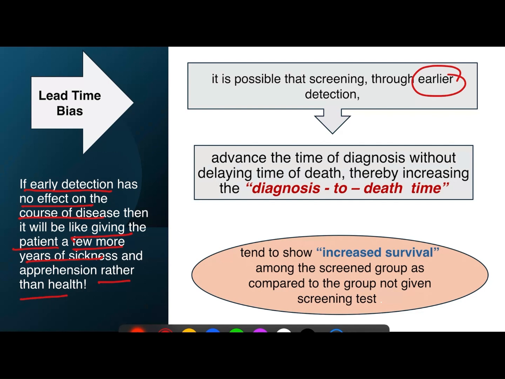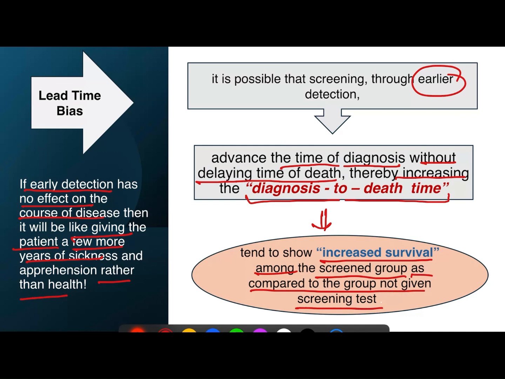So we have advanced the time of diagnosis without delaying the time of death. So we have increased diagnosis to death time. We will understand this in the coming slide. What happens then? It tends to show, due to this, increased survival among the screened group as compared to the group which is not given the screening test.